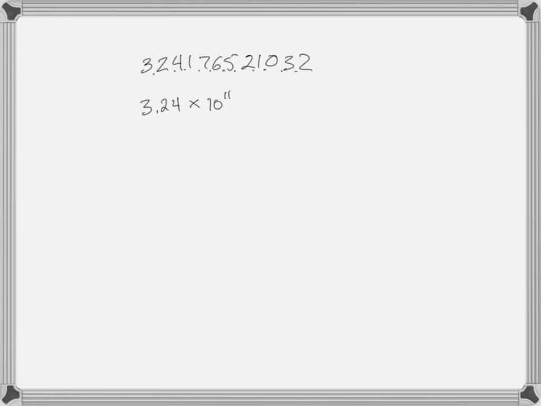I left off the 176521032. And that's because of significant digits. By writing the number, I'm going to count the digits again: 1, 2, 3, 4, 5, 6, 7, 8, 9, 10, 11, 12. This has 12 digits in it, so that's currently written as 12 significant digits. And that's saying that this number is known significantly, or known accurately.